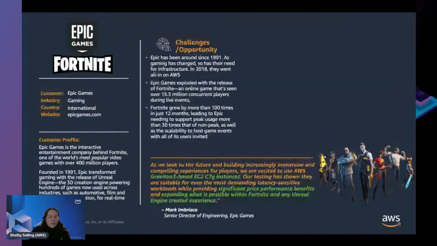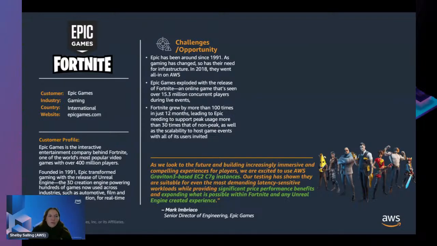So the challenges and opportunities. Like I mentioned, they've been around since 1991. And as gaming has changed since then, as we all know, so is their need for infrastructure. In 2018, they went all in on AWS. And they ended up exploding with the release of Fortnite. I believe that was 2017, but it scaled up in the following years. And yeah, one of the largest online multiplayer games, it sees sometimes over 15.3 million concurrent players during live events. So scale and resiliency are obviously quite important to them.